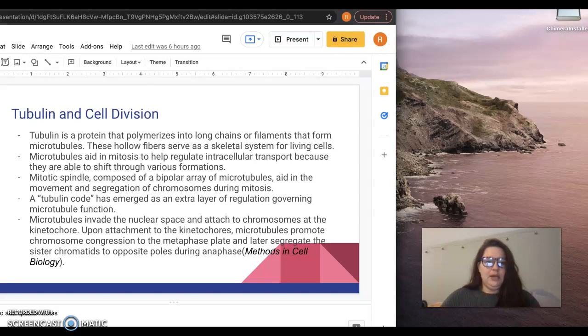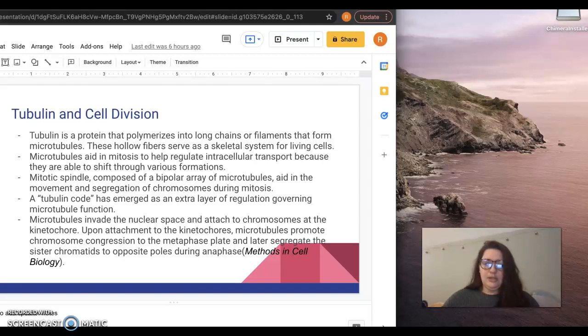So the way that tubulin works with the Oncovin and cell division is, tubulin is a protein that polymerizes into long chains or filaments that form microtubules. These hollow fibers serve as a skeletal system for the living cells. The microtubules are what aid in mitosis to help regulate intracellular transport because they are able to shift through various formations.